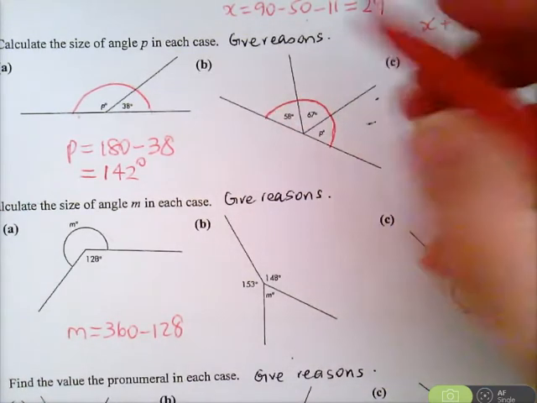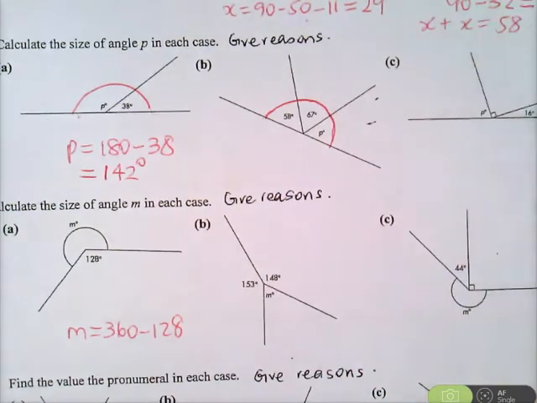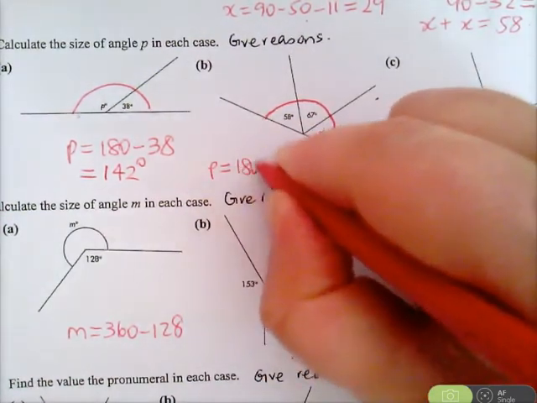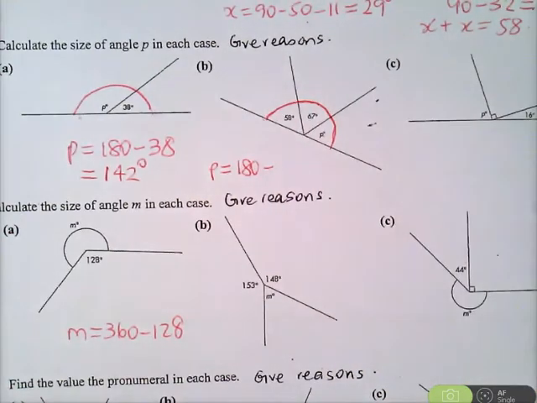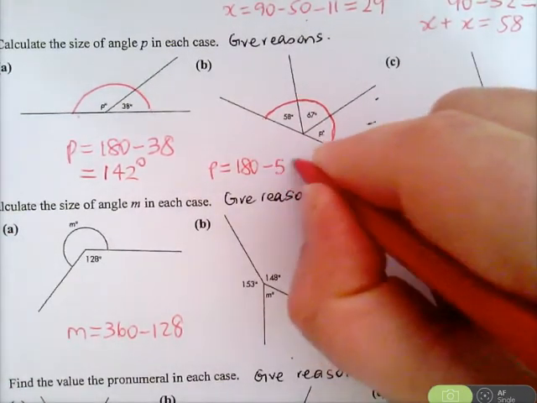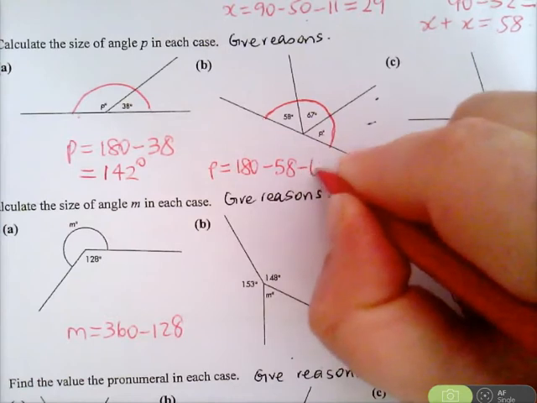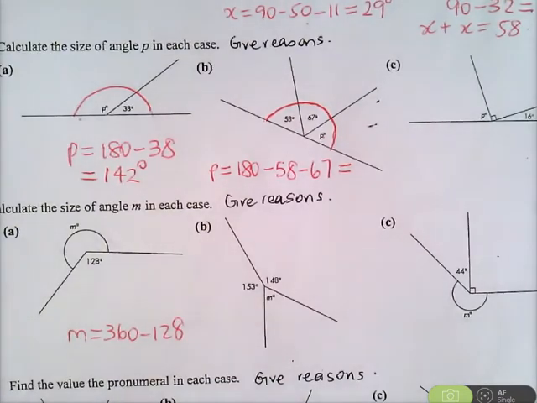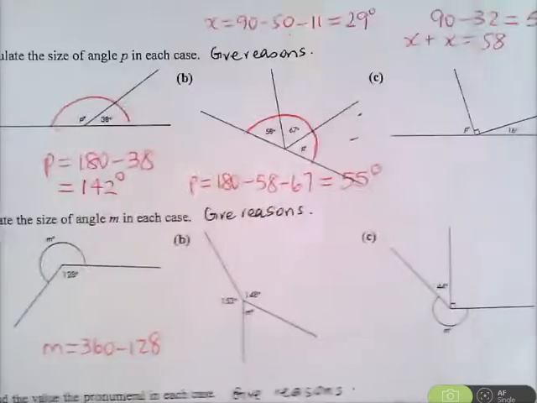In my next question, again, if I just do a little line around, or an arc it's called, around all these angles, I can see that those three angles form a straight line. So P, this angle here, will be 180 minus those other two angles. So it's 180 minus 58 and minus 67 degrees. So you now get your calculator out, and work that out. On the calculator, we get 55 degrees.